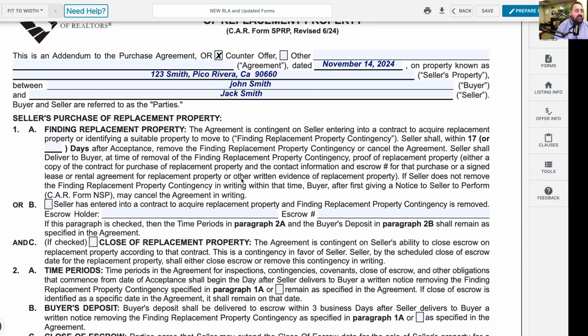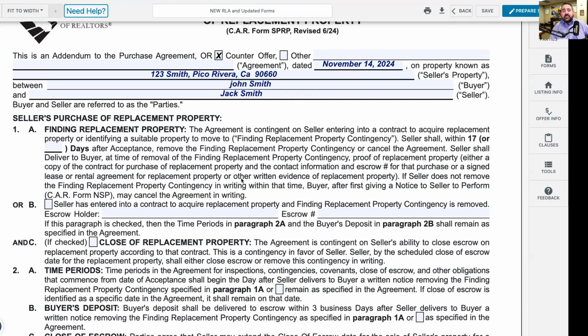If it's a lease, you have to give them a copy of the lease or rental agreement to show proof that they found a place. You have to do that with your contingency removal. Okay. If seller does not remove the finding replacement property contingency in writing within that time, buyer, after first giving notice to seller to perform, may cancel the agreement in writing.